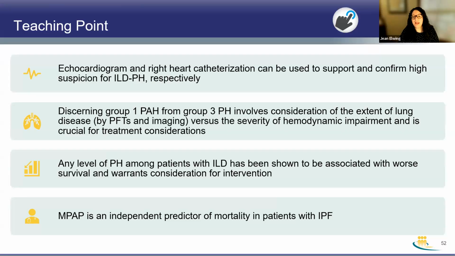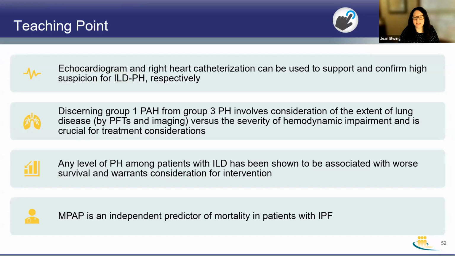So echocardiogram and right heart catheterization can be used to support and confirm ILD-PH. Discerning what is the driver of the pulmonary vasculature change, and that PVR and elevated mean PA pressure needs to be considered, and we need to look at the whole picture. We need to look at other risk factors for pulmonary hypertension, any autoimmune disease, or other factors that could be driving one type of pulmonary hypertension versus another. But when we confirm pulmonary hypertension and we think it's related to ILD, then we need to go on to further assessment and management.